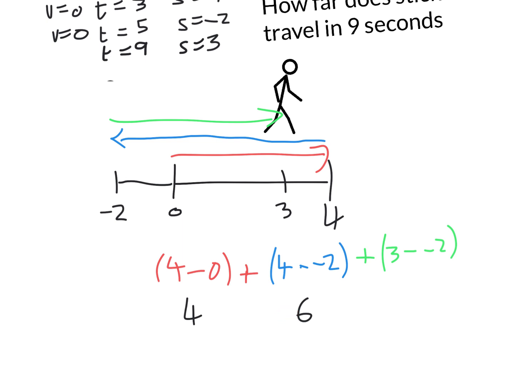But for adding up distances, we want to keep that positive. And the last part of the journey is 3 take away -2, which is a distance of 5. So overall, that's 15 meters traveled. Okay. So I'm doing the largest number, take away the smallest number each time to work out positive distance traveled.